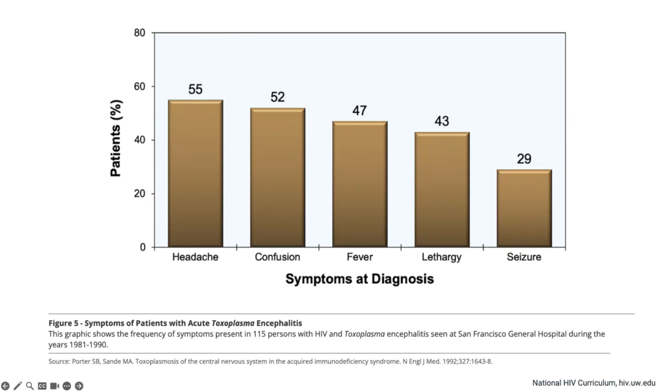Acute toxoplasma encephalitis, this is from the National HIV Curriculum. These are the most common symptoms at diagnosis. You can see none of them are that great. 55% of patients have a headache, 52% have confusion, a little less than that fever, lethargy, and then seizure. We think of seizure on board questions often with toxo, but it's actually 29%. So a lot of people do not have seizure, probably depending on how advanced it is.